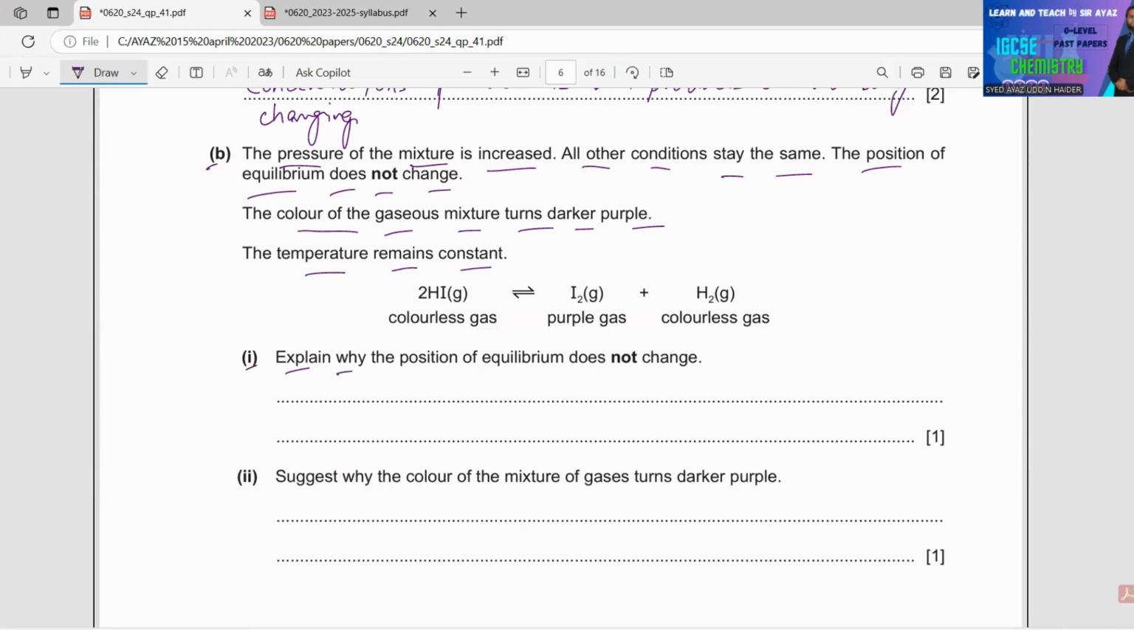So part 1, explain why the position of equilibrium does not change. This is the reason it's not changing, because you have the same number of moles, molecules or volume of gases on both sides of the equilibrium.